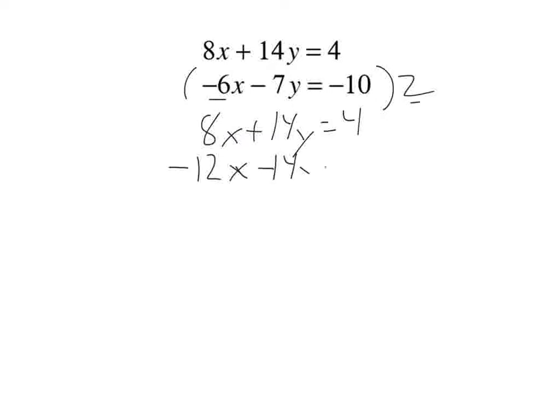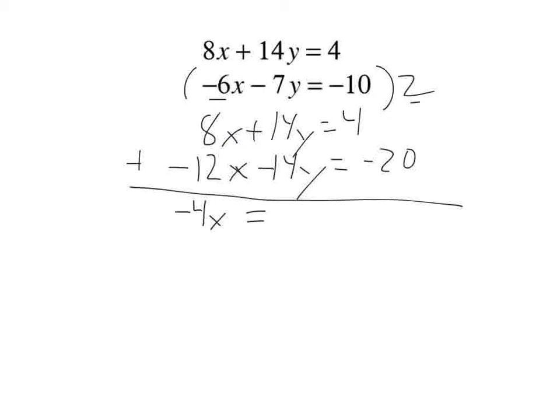Minus 14y for the same reason equals negative 20. Now I can add these up because I have a positive 14y and a negative 14y. So that's going to give me 8 plus negative 12 is negative 4x. My y's are going to cancel because 14 plus negative 14 is 0. And that's all going to equal 4 plus negative 20, which is negative 16.